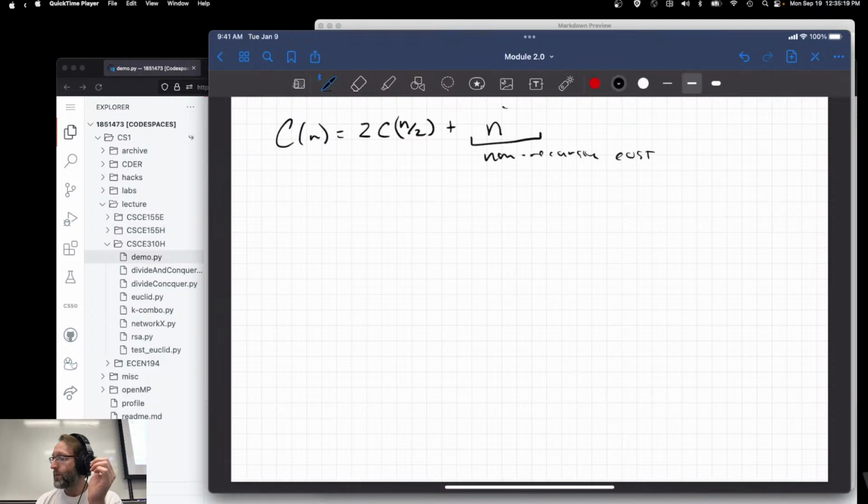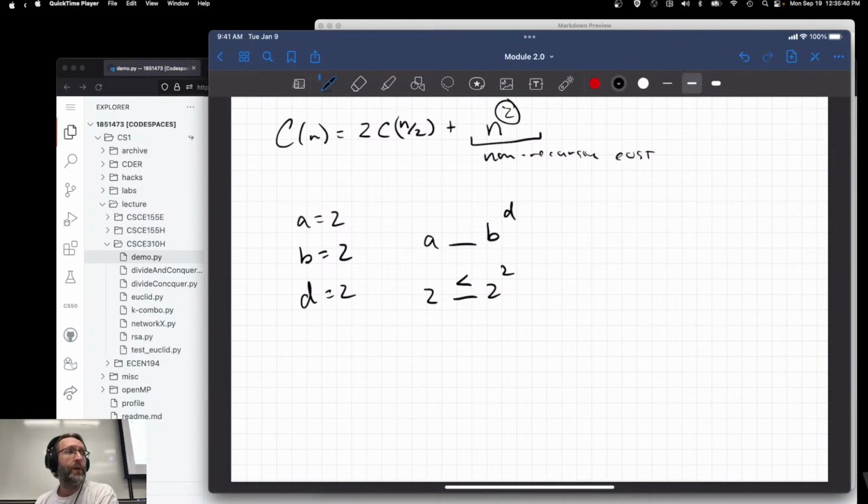So, n squared. Now, bring in the master theorem that you did on assignment 3. Our A is going to be 2, our B is going to be 2, and our D is going to be 2. So A versus B to the D. What is the inequality here? 2 versus 2 to the squared, so it's going to be greater than. And what case was that?